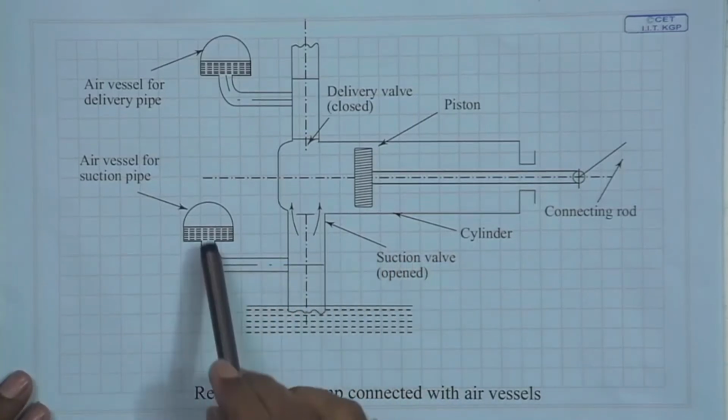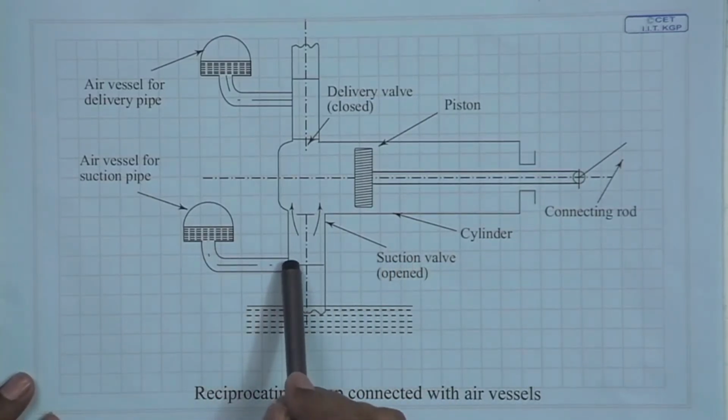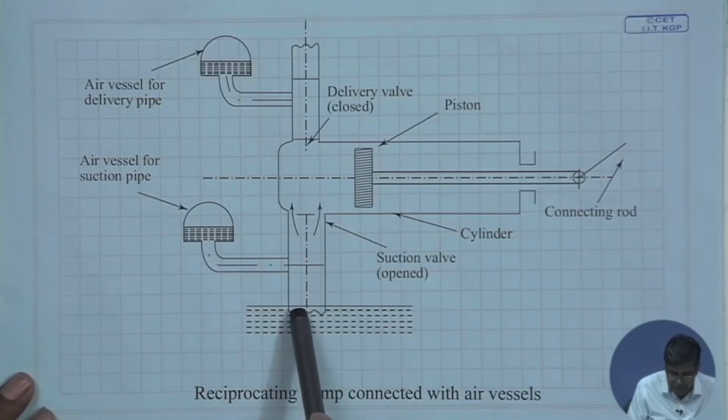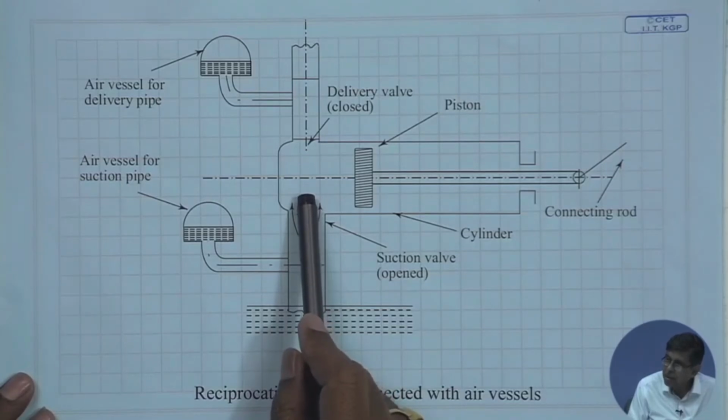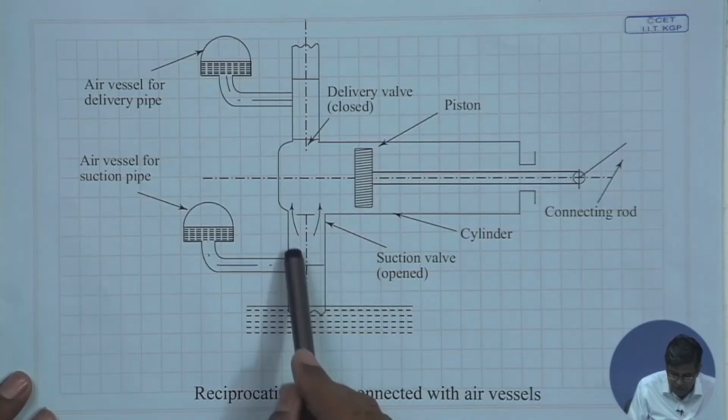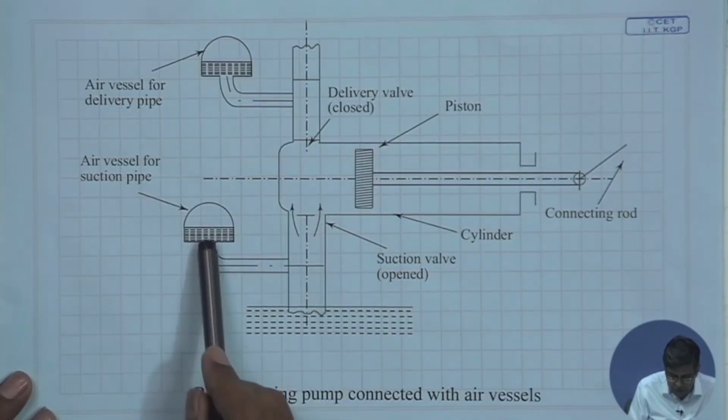How does it work? You see, when it is attached to the suction line, what happens is that in the acceleration head more water is required in this suction line. So this water will come here and this will be given by here.